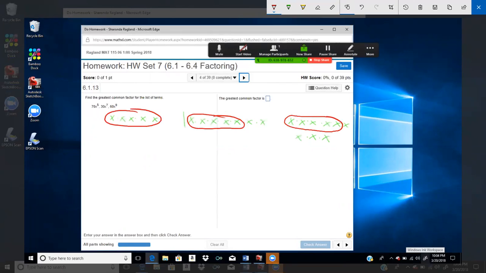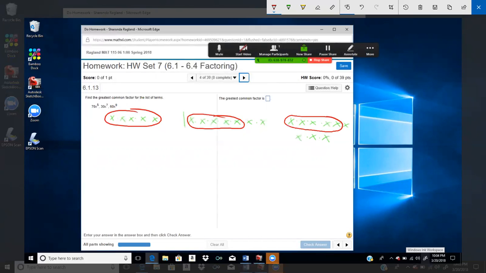Okay, so we can look at the variable part. The GCF for the variable is x to the 5th. Now we have 70, 30, and 60, so we have to find the greatest common factor of 30, 60, and 70. We can see that 10 will go into each of them. Now the question is, will anything higher than 10 go into them?